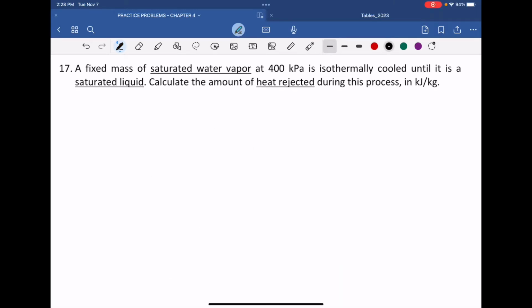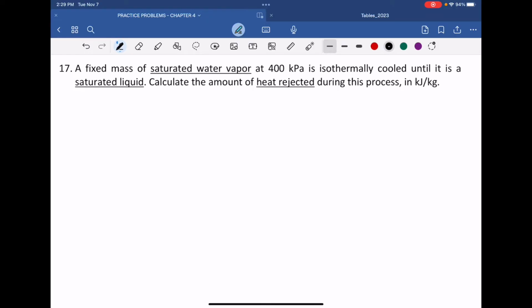So a fixed mass of saturated water vapor at 400 kilopascal is isothermally cooled until it's a saturated liquid. Calculate the amount of heat rejected. So there's a cooling, and this cooling is causing our water to become a liquid from a vapor. From a saturated vapor, it becomes a saturated liquid. And if you remember the property diagrams, this can happen only when there is a phase change at a constant pressure and at a constant temperature.